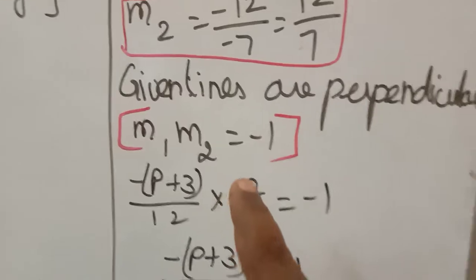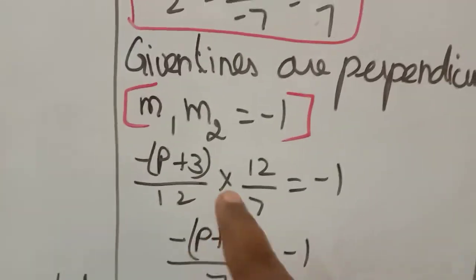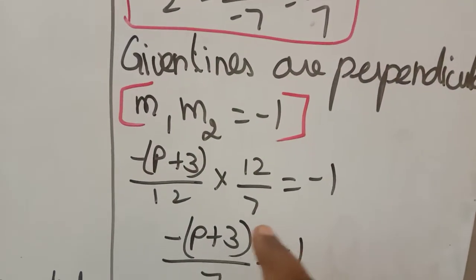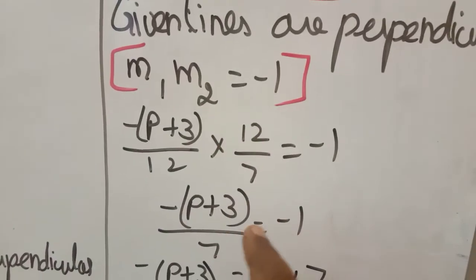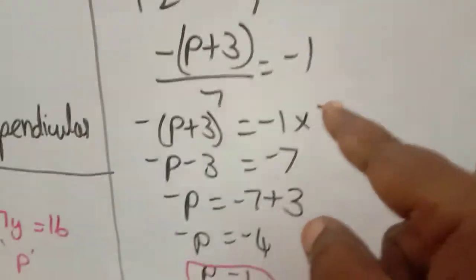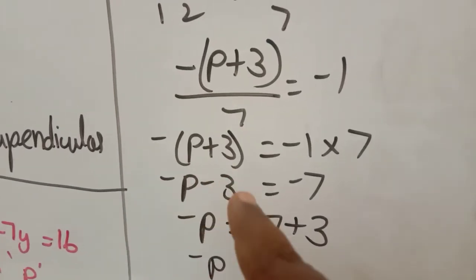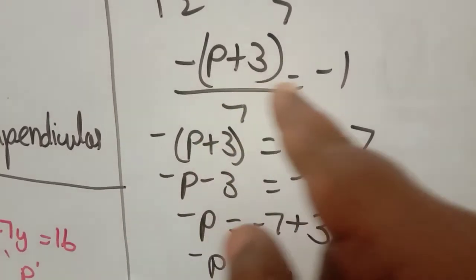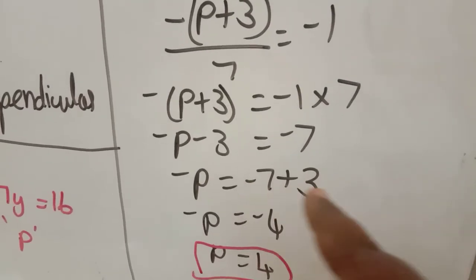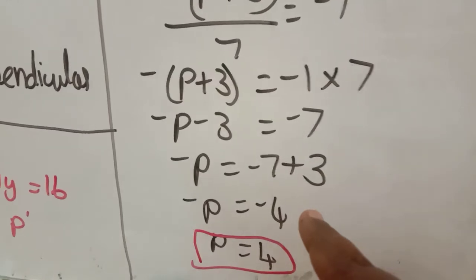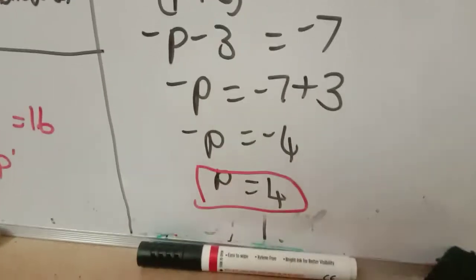Condition is m1 m2 is equal to minus 1. So write down the first slope m1 into the slope m2. So 12 will be cancelled. So left hand side it will become minus p plus 3 by 7. Next cross multiply. So I will get minus 7. Multiply minus in the bracket, minus p minus 3. Minus 3 will come to the right hand side as plus 3. Minus 7 plus 3, addition, different sign, subtract and put the greatest number's sign. So minus 4. Minus p is equal to minus 4. So p is equal to 4.